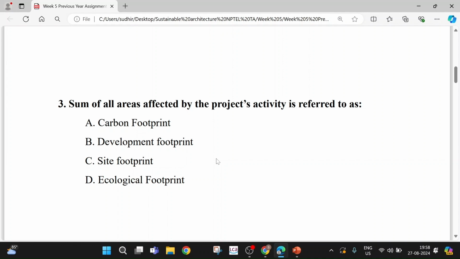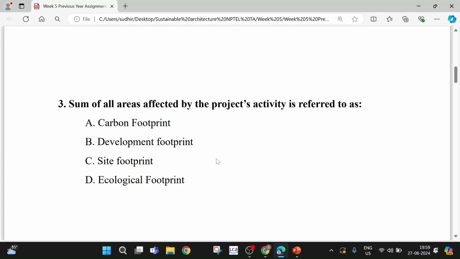So most of you have answered B, and B is the right answer for this question. That is development footprint. The sum of all areas affected by a project's activity is referred to as the development footprint. The development footprint encompasses all the land and areas impacted by the project's construction and operational activities, reflecting the total area used or disturbed by the development. Is it clear?